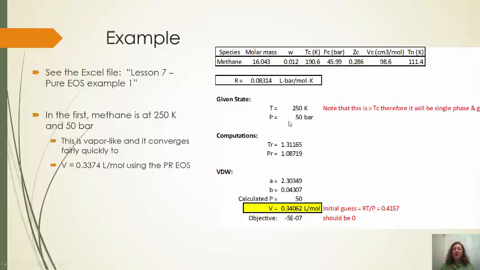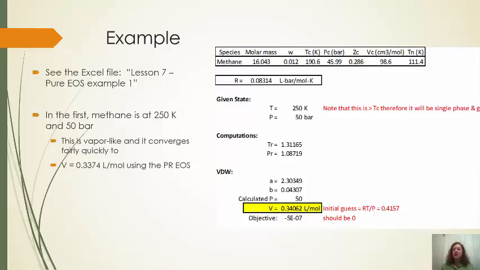I did this using both van der Waals and Peng-Robinson, I believe. I have these numbers. I have all of my given data, just found in data booklets. I compute TR and PR. The van der Waals equation takes some time to actually look at this, but I calculate A and B using those formulas with R, TC, and PC.